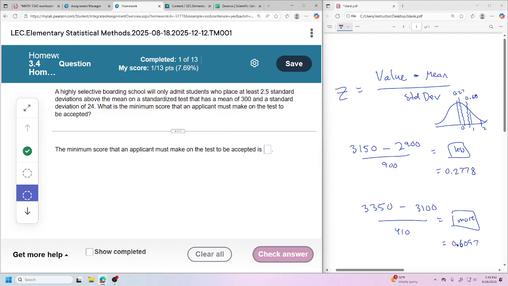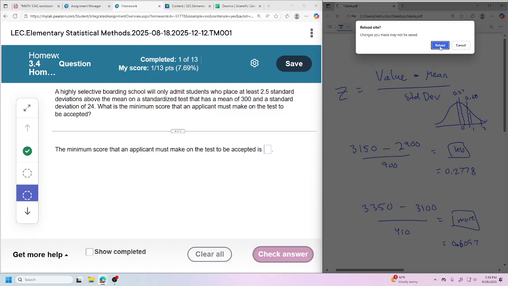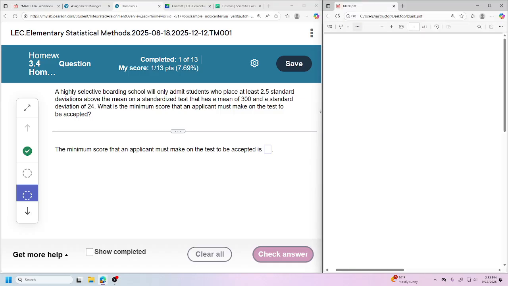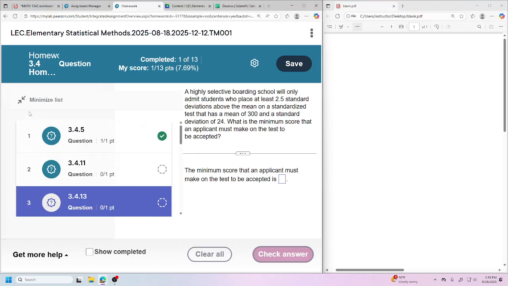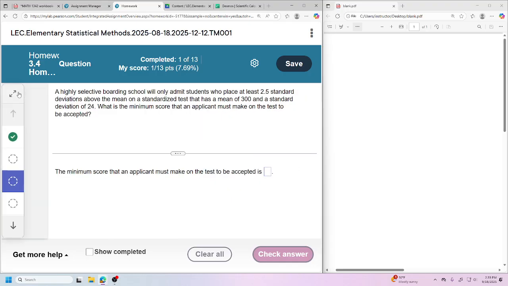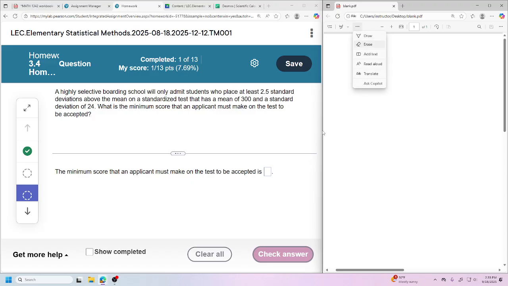Is it placed at 2.5 standard deviations? What's the minimum? Ooh, did we do this one already? We didn't do this one. Did I talk about it? This is algebra 1. We got to talk about this one. Oh man. Yeah, let's talk. That is number 3. Let's talk about number 3.